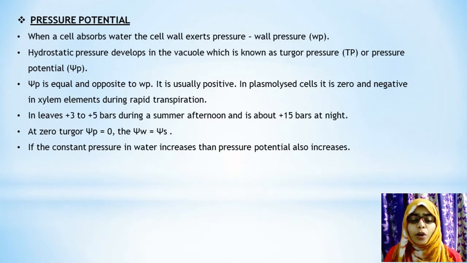At zero turgor pressure, pressure potential, water potential and solute potential are usually equal. There is no hydrostatic pressure, and where there is zero pressure, all three of them, that is pressure potential, osmotic potential and water potential, are usually the same.